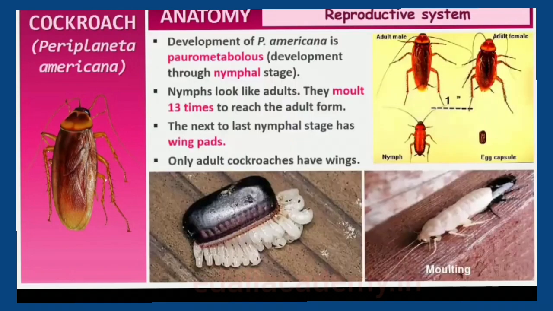The development of P. americana is paurometabolous, meaning there is development through nymphal stage. The nymphs look very much like adults. The nymph grows by molting about 13 times to reach the adult form. The next to last nymphal stage has wing pads but only adult cockroaches have wings.